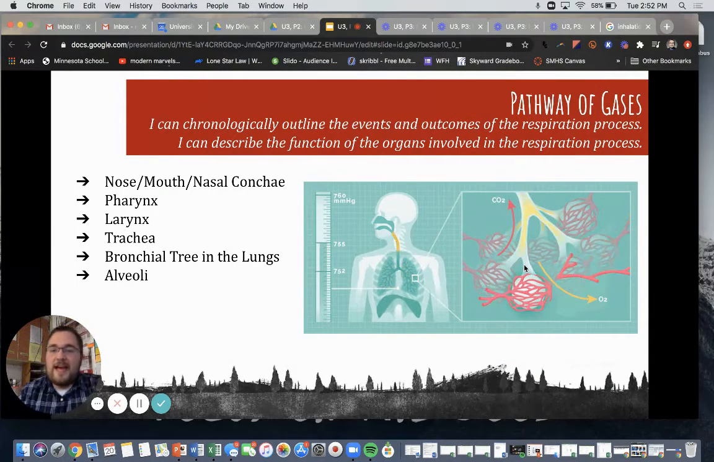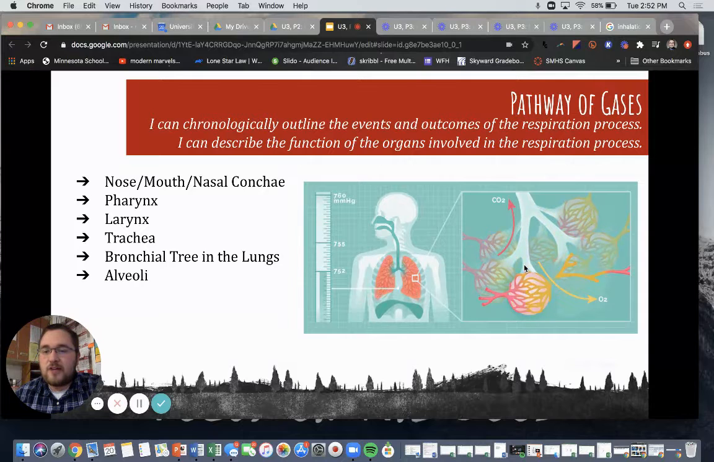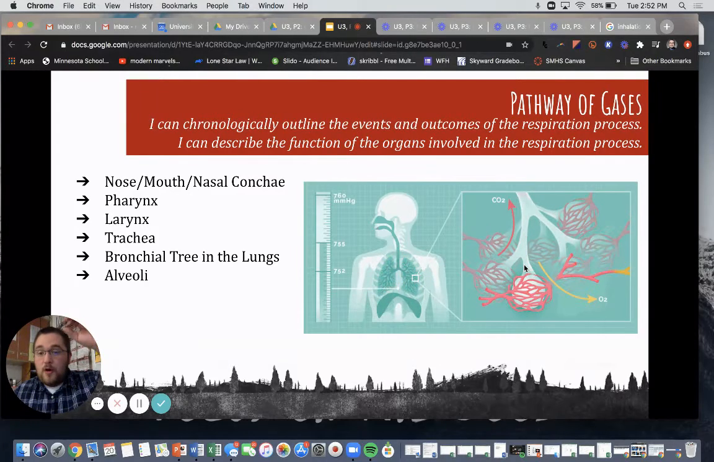Finally, the pathway of gases. So we have our nose, our mouth, our nasal area. Then we have our pharynx, our larynx, our trachea, our bronchial tree in the lungs, and our alveoli. So we start at the nose and mouth, and we end up at the alveoli. And that is our complete respiration process.